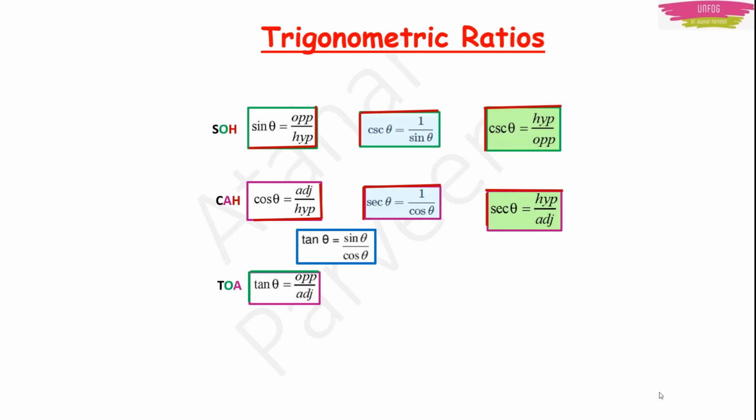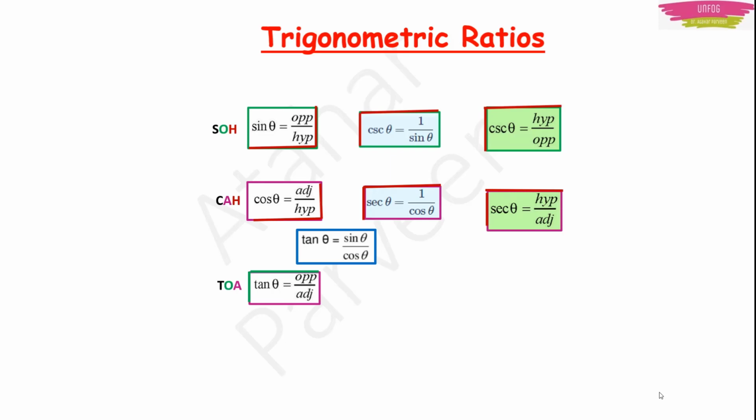If you want, you can write down and see. You write opposite by hypotenuse whole divided by adjacent by hypotenuse. Hypotenuse will get cancelled and you will get opposite side by adjacent side. So tan theta is equal to sine theta by cos theta.